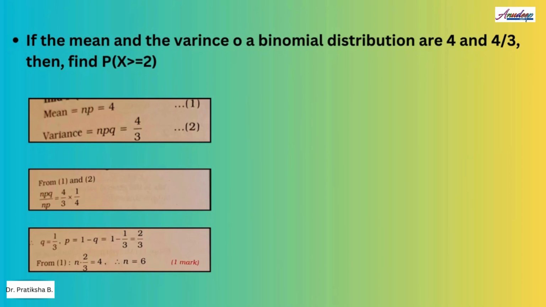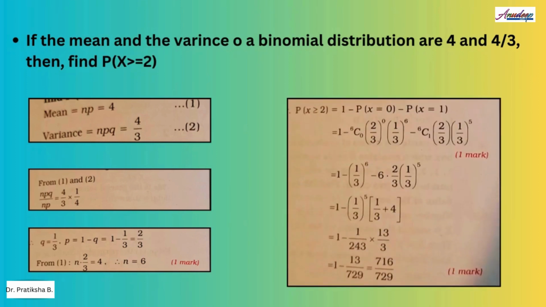Now the required probability is x greater than or equal to 2. So we can rewrite it as probability that x greater than or equal to 2 equals 1 minus probability that x is equal to 0 minus probability that x is equal to 1. Now evaluating these probabilities by using the probability distribution formula and substituting the values for p, q and n, we get the answer as 716 by 729.